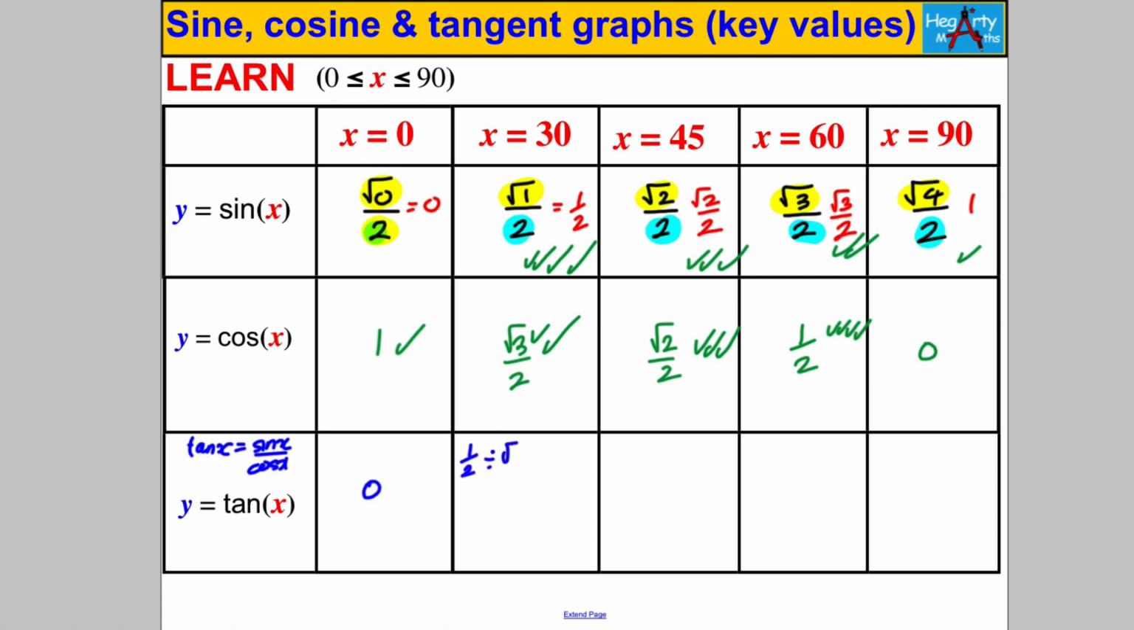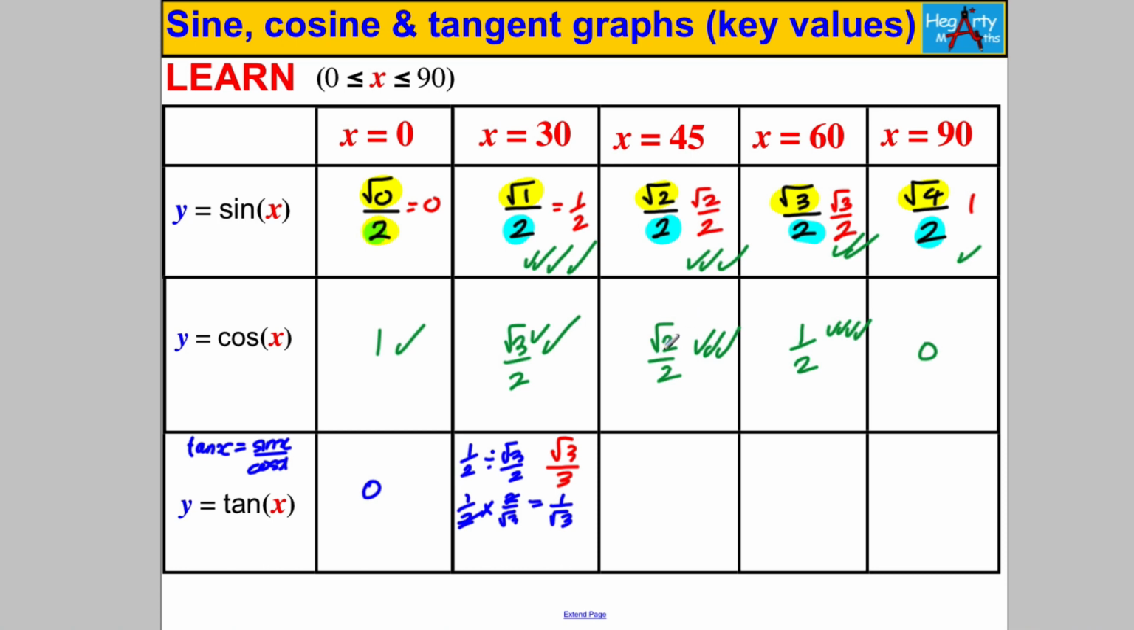A half divided by root 3 over 2 is the same as a half multiplied by the reciprocal of this, which is 2 over root 3, which is going to be 1 over root 3. But we must rationalize that, times it on top and bottom by root 3, and we'll get the answer root 3 over 3. Okay, so I know that's a bit long-winded, but it will always get you the answer.